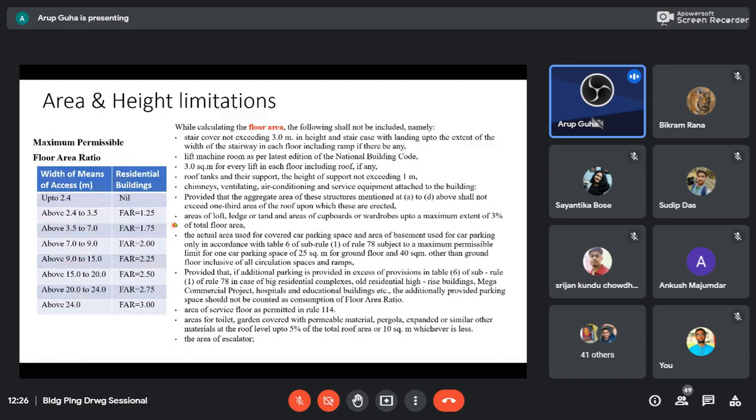ওই এফআর নিয়ে যে আলোচনা হচ্ছিল, সো উইডথ অফ মিনস অফ অ্যাক্সেস মানে রাস্তা যদি 2.4 মিটার হয় ইট ইজ নট অ্যালাউড, মানে আপ টু 2.4 মিটার হয় সেখানে বাড়ি করাটাই উচিত নয়. 2.4 মিটার থেকে 3.5 মিটার you will get FAR is equal to 1.2, then 3.5 meters road to 7 meters road, that is FAR will be 1.75.